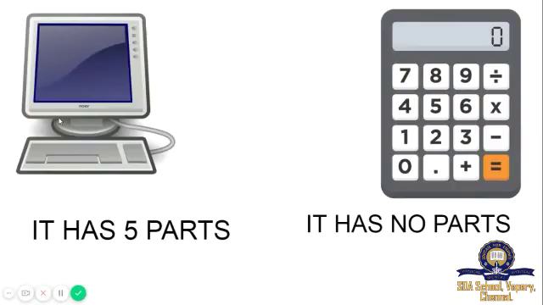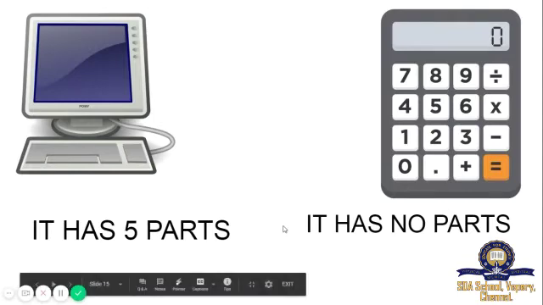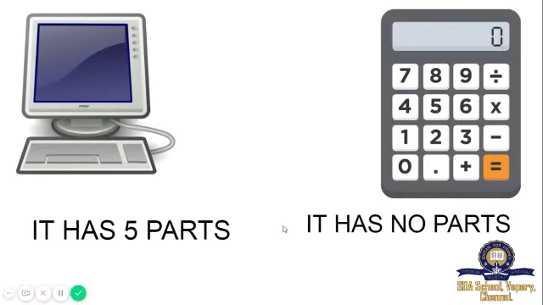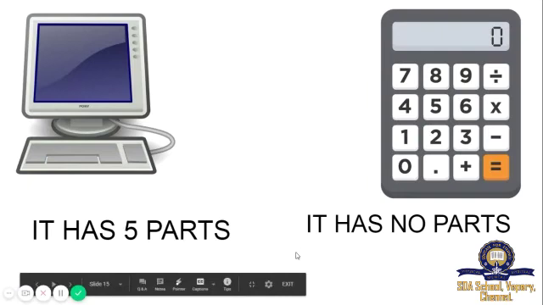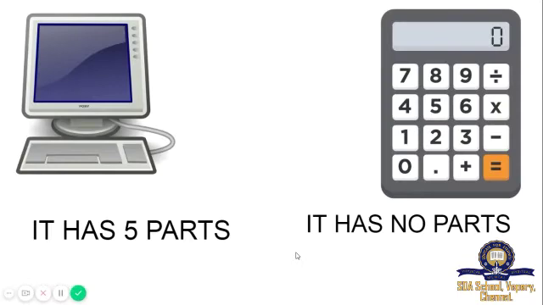Up to the previous slides, the parts of computer get over. We saw all the parts of computer. First we saw keyboard, then monitor, then CPU, then speaker, then mouse. So how many parts are there in computer? 5 parts.